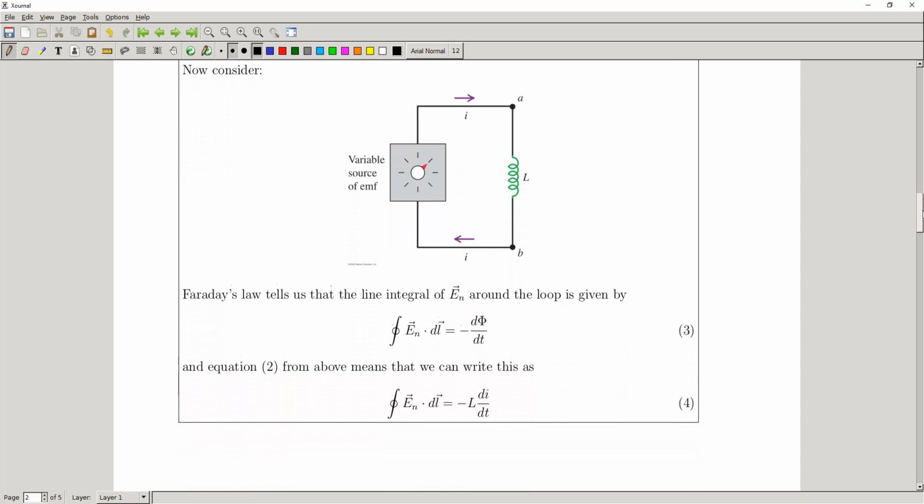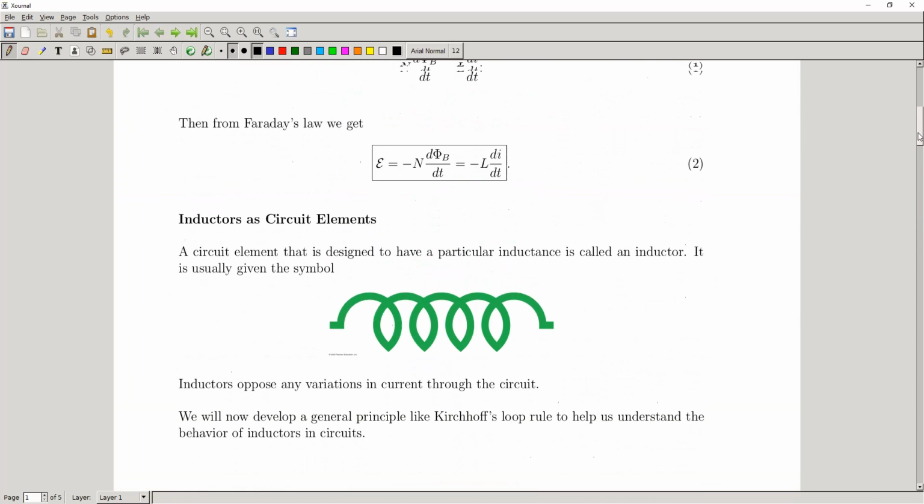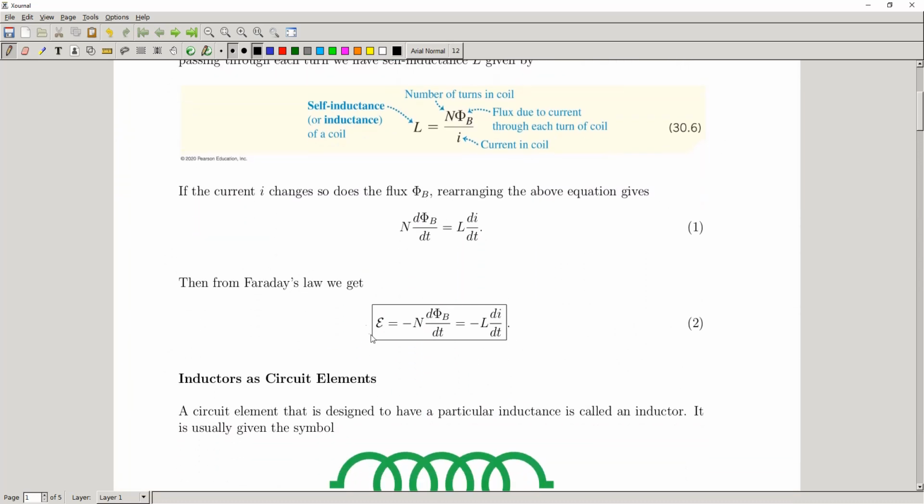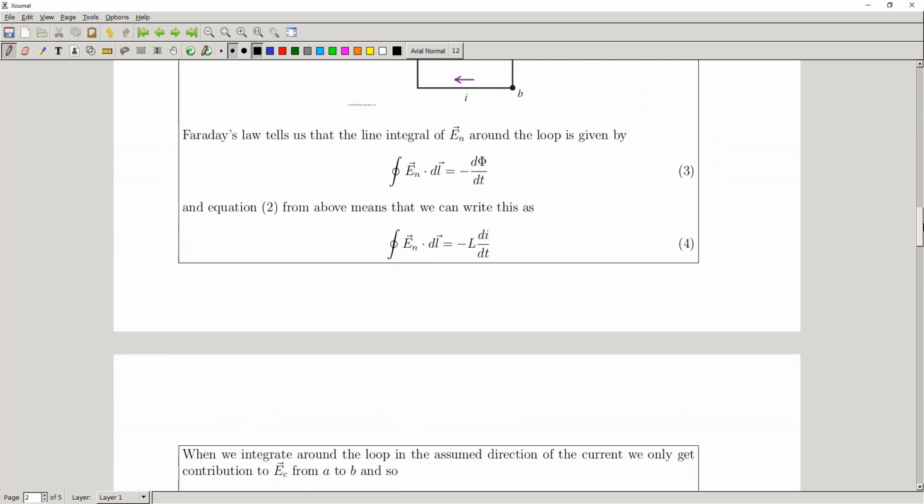And so then what does Faraday's law tell us? Faraday's law tells us that the line integral of the non-conservative electric field here around the loop has to be given by this expression here, right? That's what Faraday's law tells us. Okay? And then from equation 2 from above, from this equation here, we can rewrite part of that Faraday's law for our non-conservative electric field. We can rewrite this term in these terms. Okay?